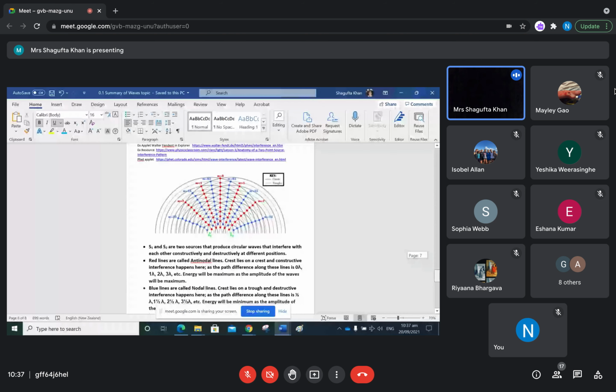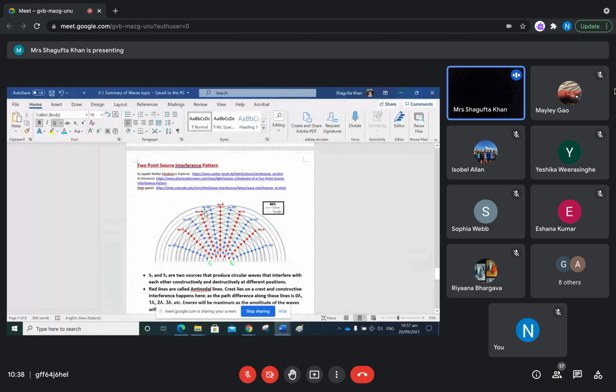The last thing in the waves topic is the interference pattern. This shows two sources, like two gaps or two sources, producing waves, and they interfere with one another. At some places they will constructively interfere, at some places they will destructively interfere. The red lines are where the waves from these two sources constructively interfere. So this is called an antinodal line.